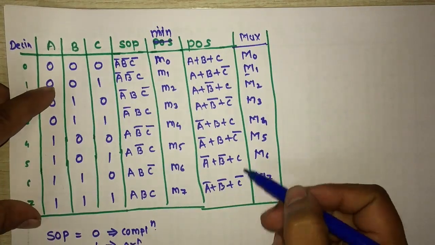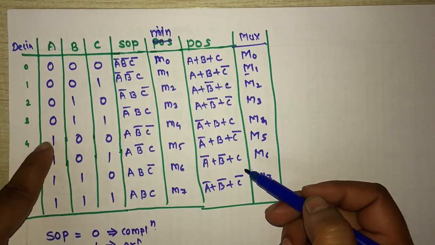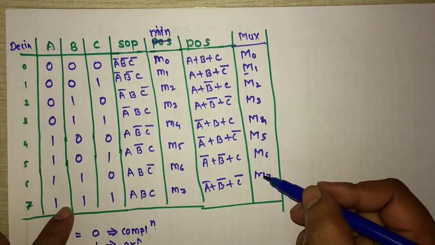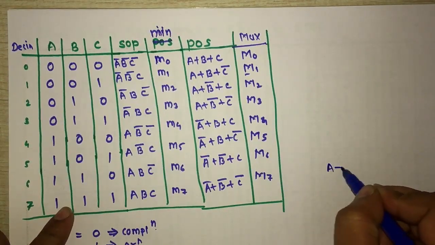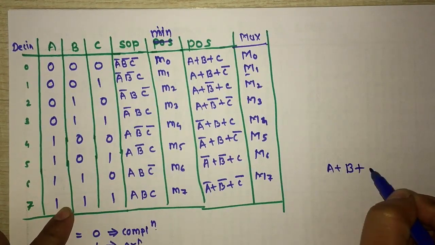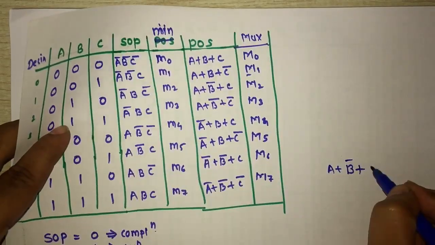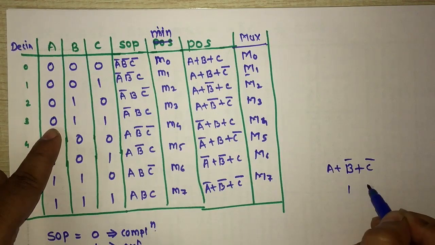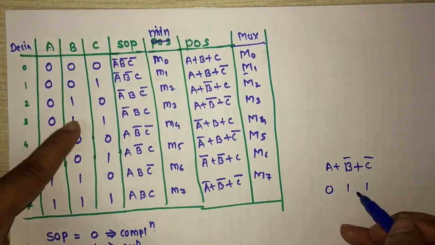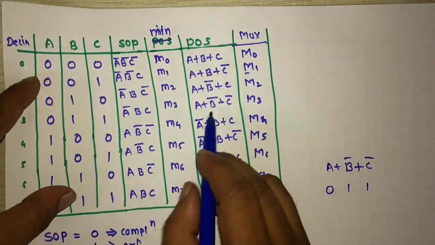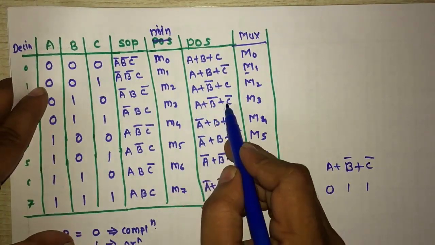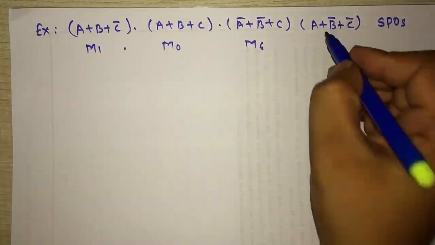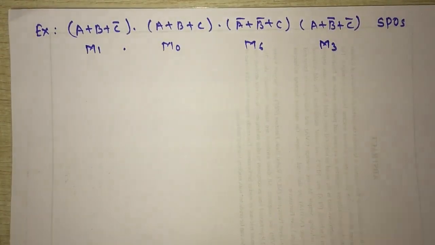That term is absent in our table. I think something went wrong here. Just wait, we will check it once again. A plus b plus what? B bar plus c bar. So that value must be 0 1 1. Yeah, it is present right here. A plus b bar plus c bar. Yes, this term is M3, capital M3.